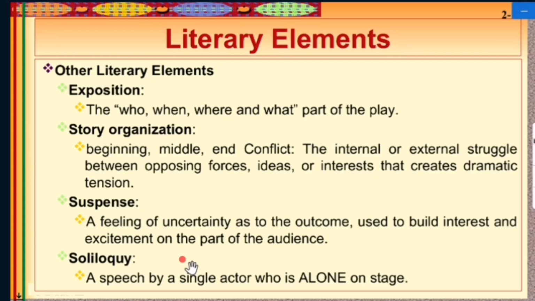And then soliloquy, a speech by a single actor who is alone on stage. Monologue, as it is also called.